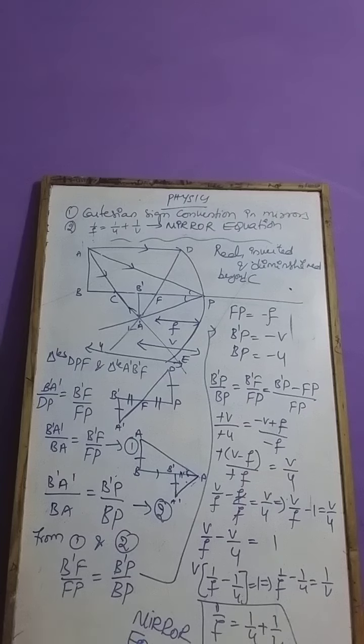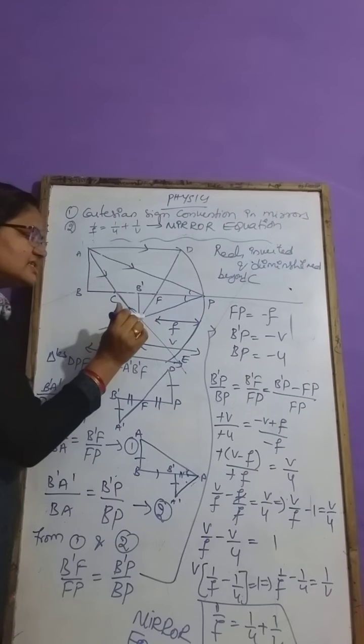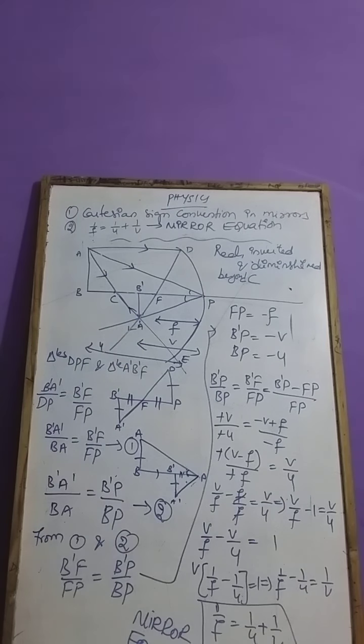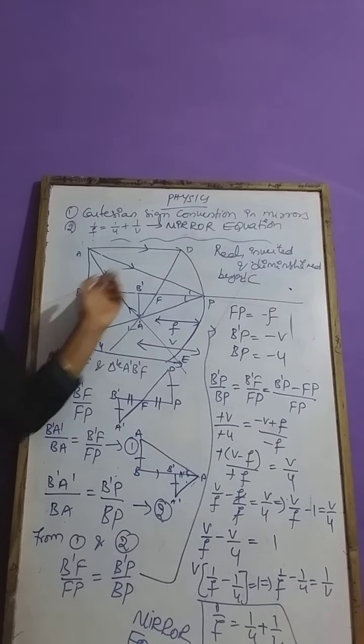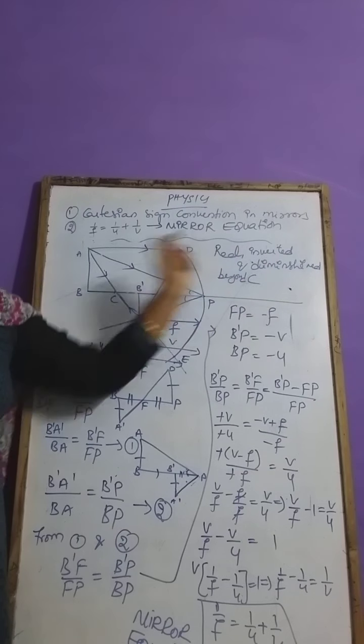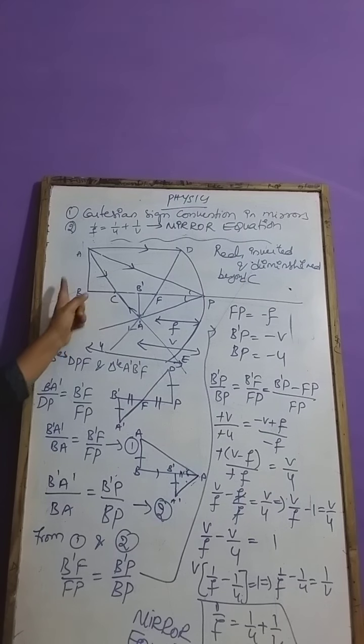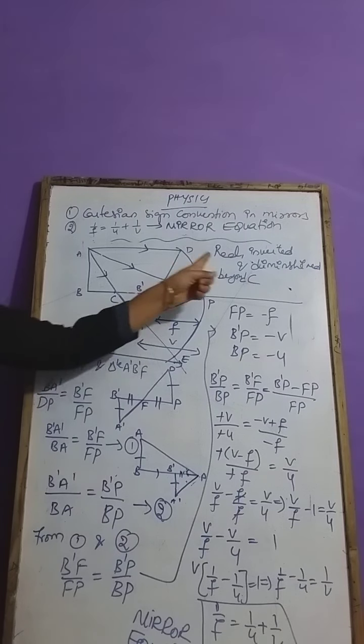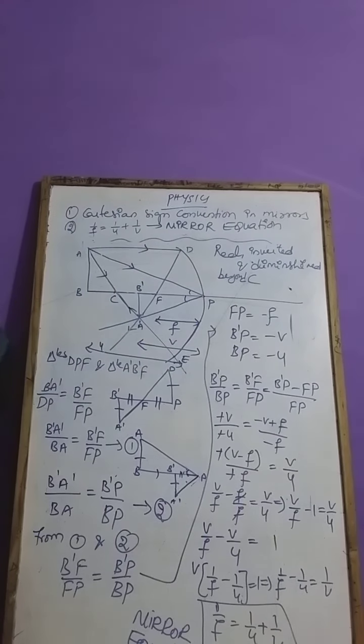Let us consider one more light ray that is passing through the center of curvature of the mirror. Even these three light rays will meet at a point where actually the image is formed of that particular object. The image thus formed is real, inverted and diminished if the object is placed beyond the center of curvature.